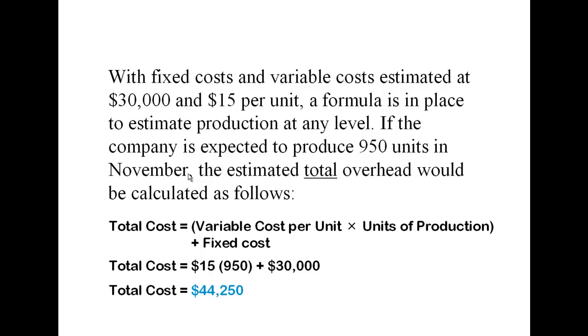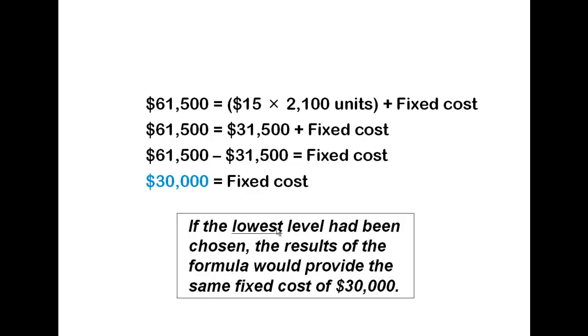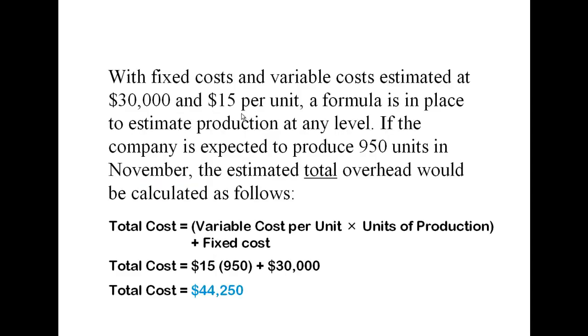Okay, so remember, 30,000 is the fixed cost and 15 is the variable cost per unit, right? So now we can create a formula to estimate the cost at any level of production. If the company is expected to produce 950 units, we can estimate what the total cost is going to be. 30,000 is our fixed cost. So no matter what the level of activity is, this is going to be incurred, right?